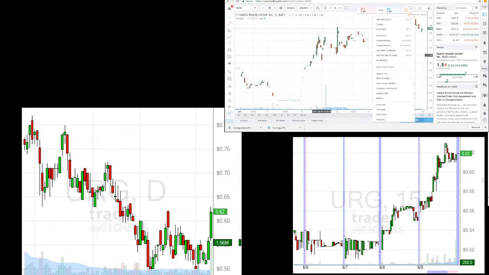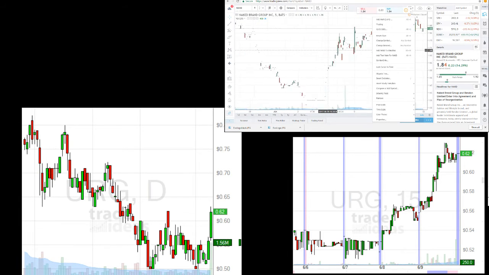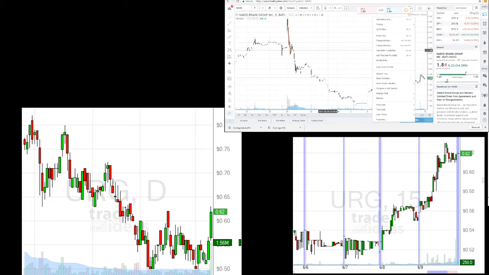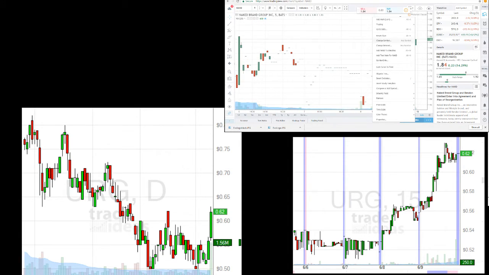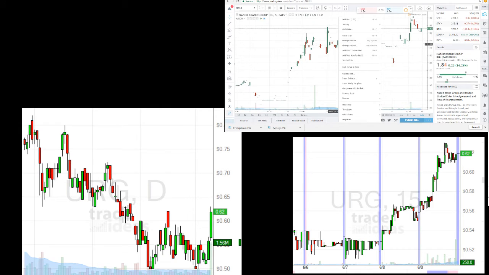Alright, so what you're seeing on my screen is just tradingview.com. It's just a free charting site. It has all the tools and everything that you can use, and it's just a pretty cool way to break down a chart and whatnot.